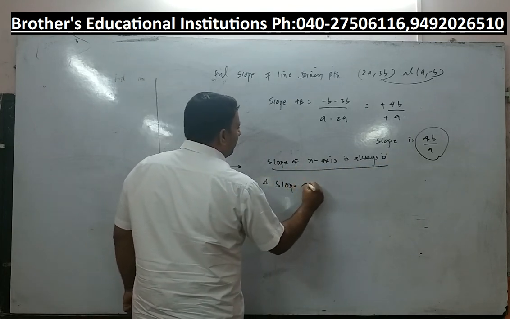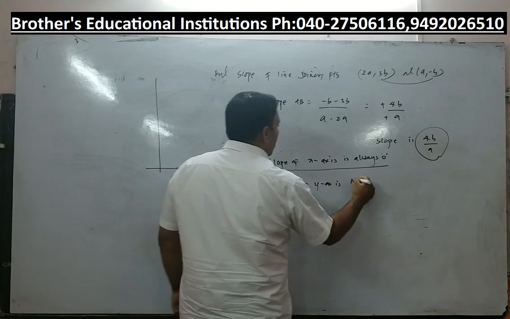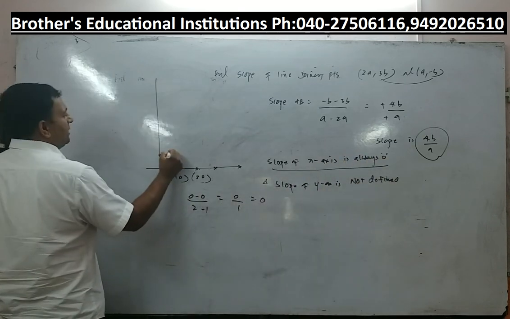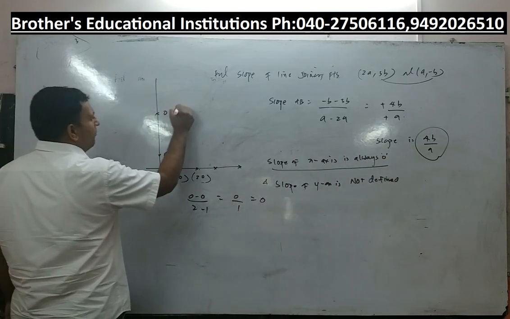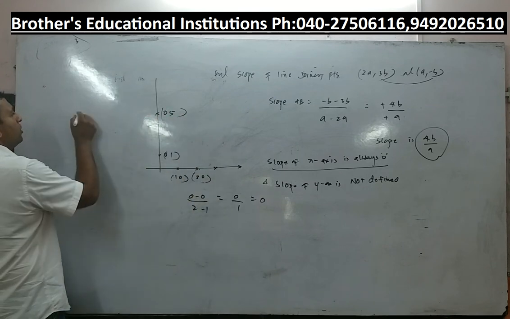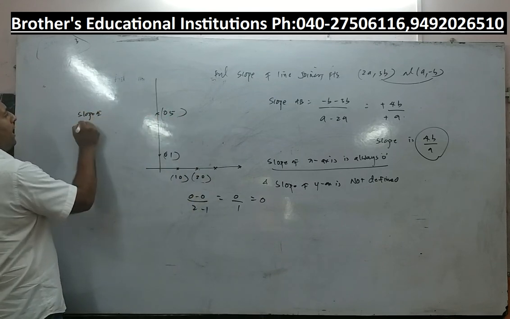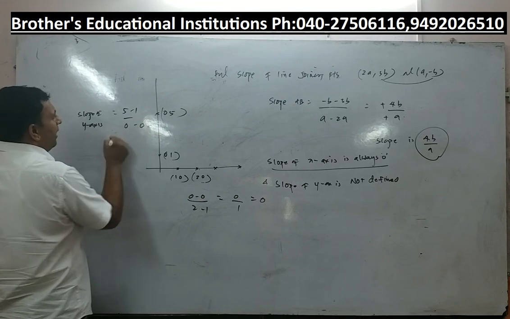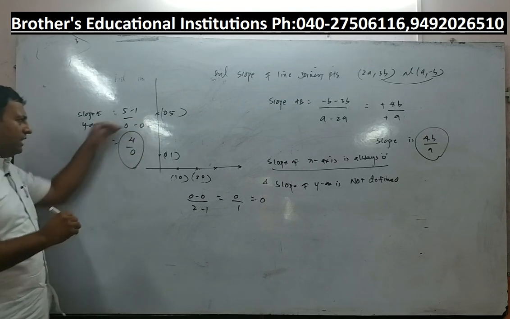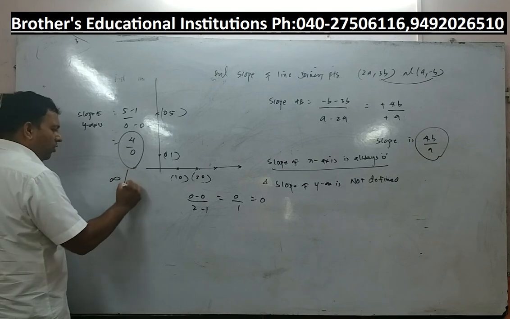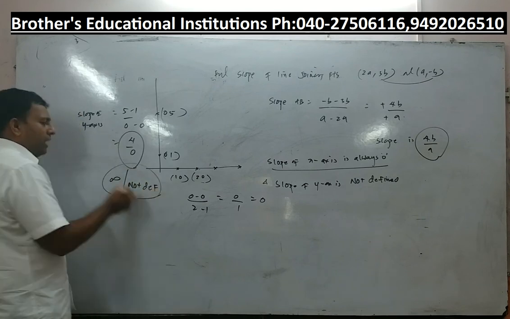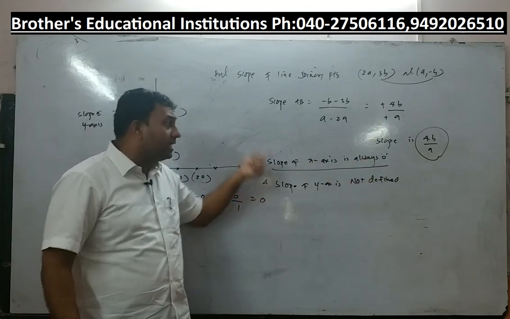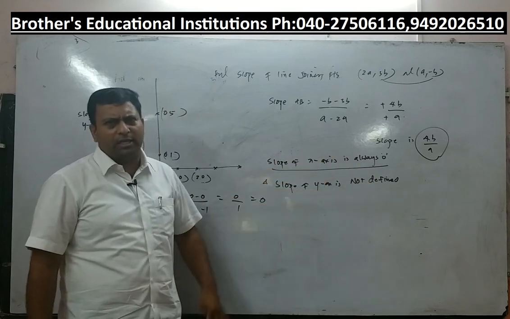And slope of y-axis is not defined. Why not defined, sir? You can see by yourself. What is this point? I will say this is (0, 1). What is this point? This is (0, 5). Any 2 points, it has to be 0 comma something. So what is the slope formula? Slope of y-axis is (y2 minus y1), 5 minus 1, by 0 minus 0. 5 minus 1 is 4. 4 by 0. Whenever you get anything by 0, you call that infinity or not defined. So therefore, always remember, slope of x-axis is always 0 and slope of y-axis is not defined. So this is additional knowledge given to you.